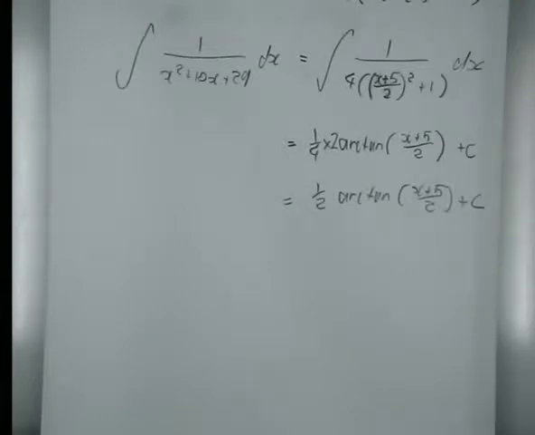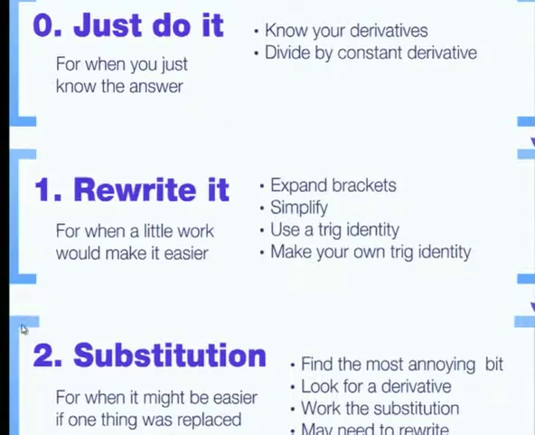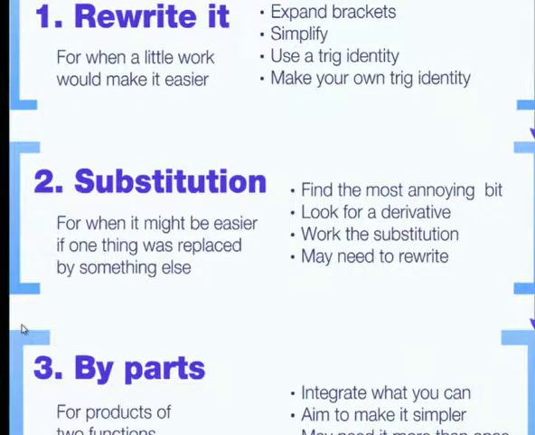Okay, right. So, next on the list is substitution. For when it might be easier if one thing was replaced by something else. So substitution is the chain rule for integration, and it's designed to replace the thing inside something else with just a u. Traditionally a u could be a theta or a t or whatever else you wanted it to be. But that's what it's for. And the hard bit is choosing what to choose to be u. And I have some advice for that.